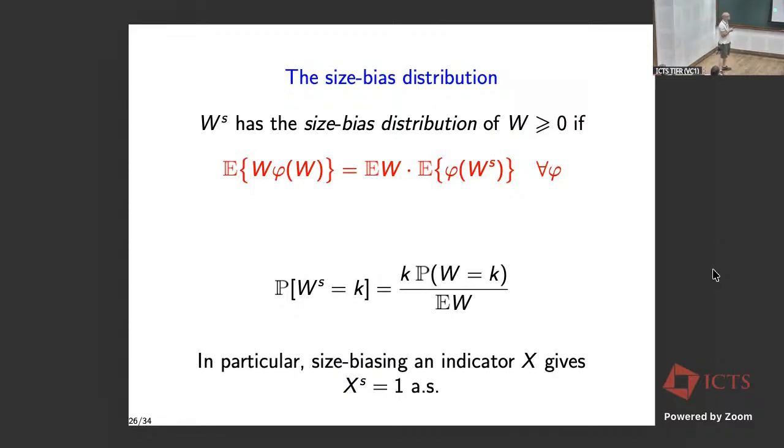First, let's define the size bias properly. So the size bias of W, we call that WS, is defined in this way. That's the actual point-wise definition. So the probability of WS equals K times the probability of W being K divided by a normalizing constant. The size bias comes here from the fact that we multiply the probability of W being K by K. So larger values are preferred. That's why we bias towards larger values of W.